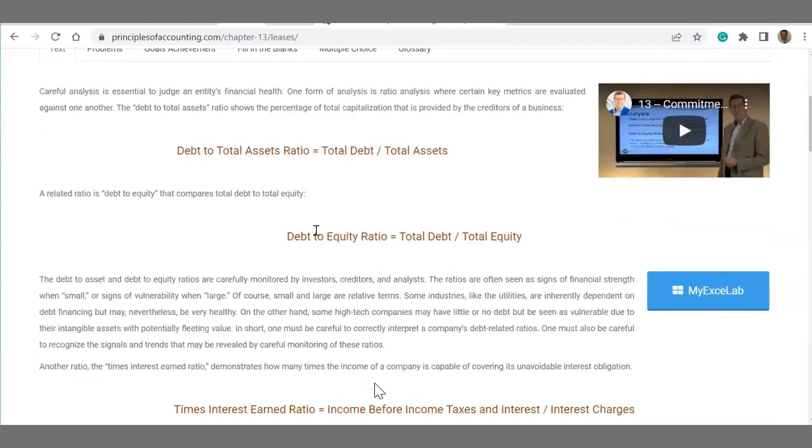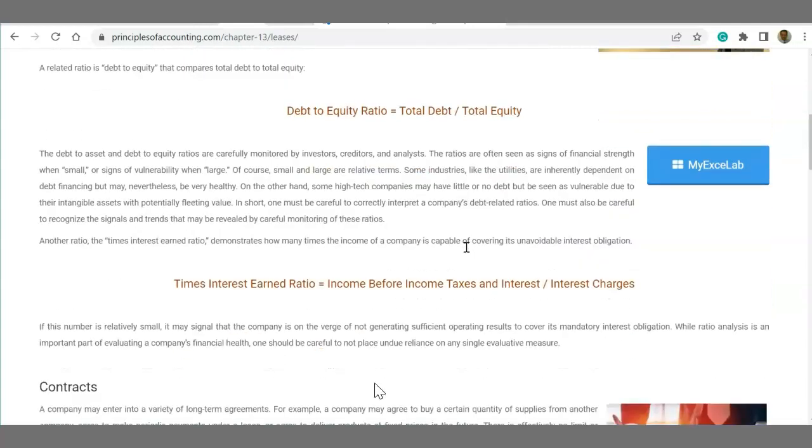Debt to equity ratio shows how much debt you have compared to every dollar of equity. What's the percentage of debt to your equity? And again, if the debt to equity ratio is higher, that means the company has more debt compared to the equity financing, and more debt means more interest obligation, more risk. So again, you can compare two companies either using debt to asset ratio or debt to equity ratio.